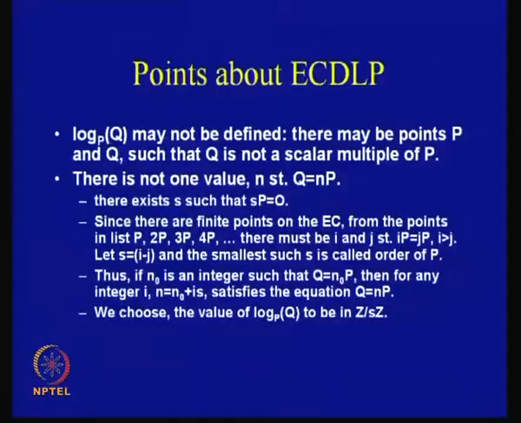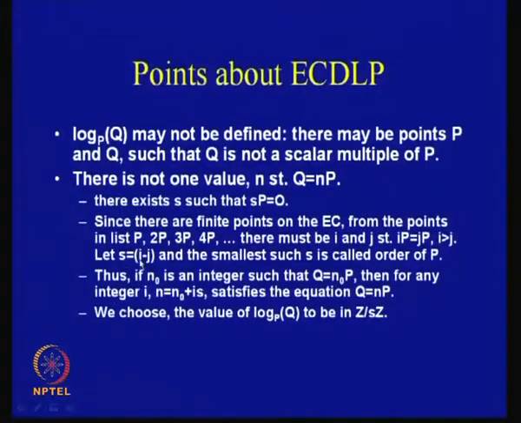So, therefore, there must exist some value i and some value j, where i is greater than j, without any loss of generality, for which i times P is equal to j times P. Okay. So, that means, if you rearrange, then (i minus j) times P is equal to O, right. So, if you say that s is equal to i minus j, the smallest such s is called the order of P.